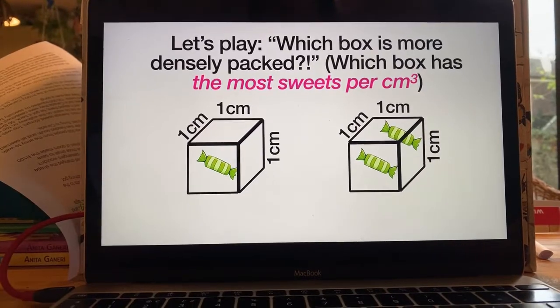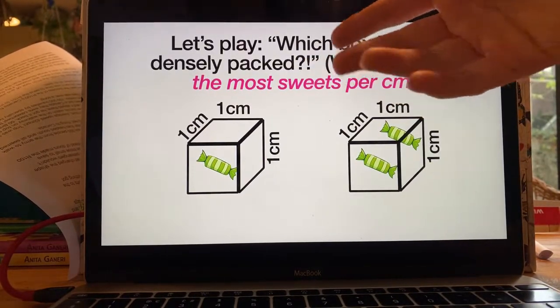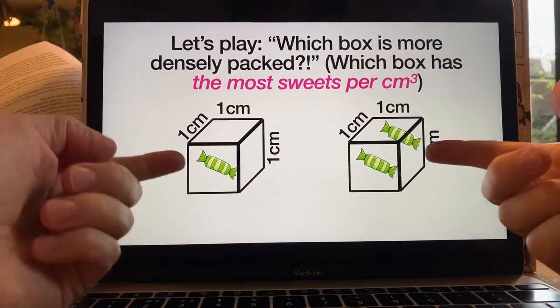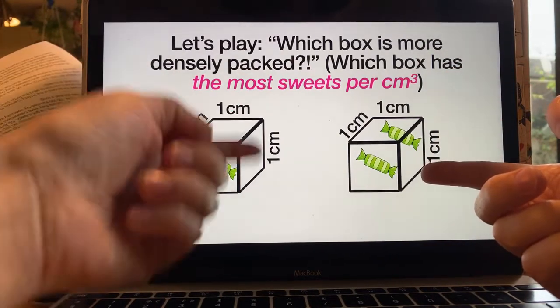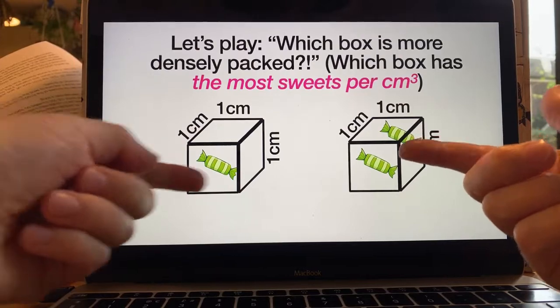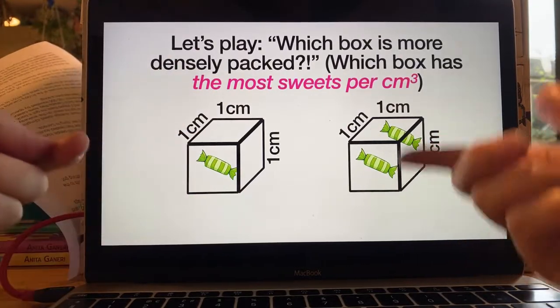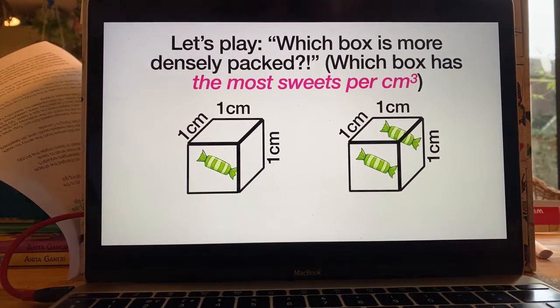Let's play which box is more densely packed. We're using sweets instead of particles because they're just more interesting. I've got 2 centimetres cubed here, like a centimetre cubed, and then another one. One of the boxes has got 1 sweet in, one of them has got 2 sweets in. Which of these boxes is denser? Which is the most densely packed? In other words, which box has the most sweets per cubic centimetre?